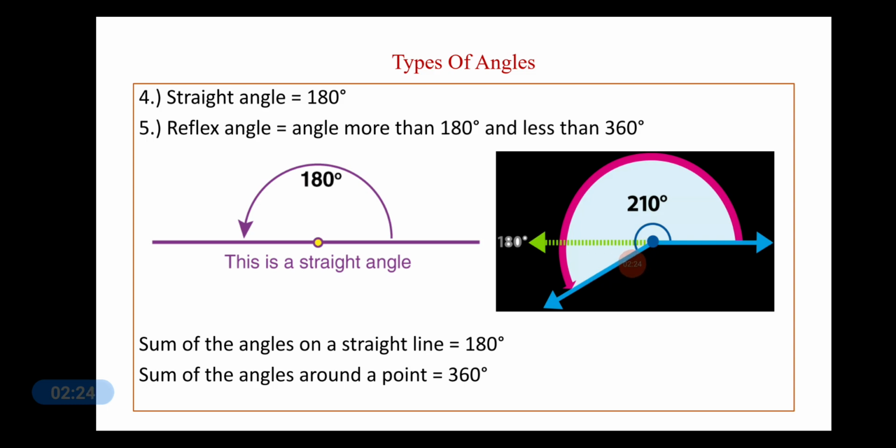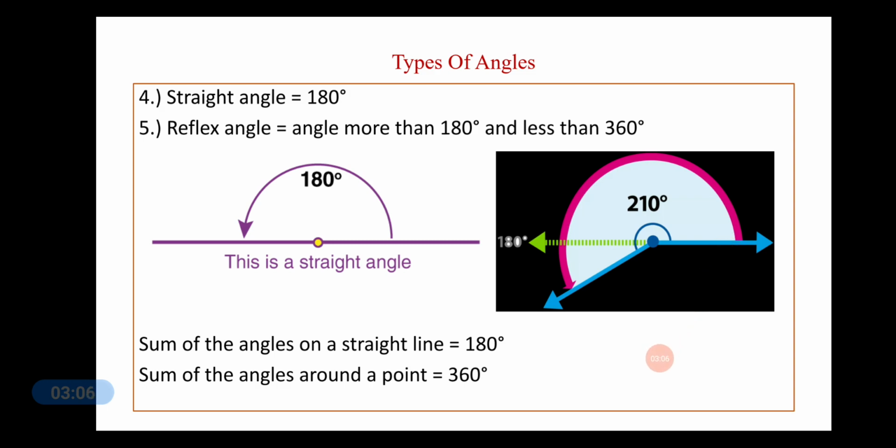But here in this figure, as you can see, the blue line which is drawn over here and the pink part that you see over here, this whole part is 210 degrees. So this 210 degrees is your reflex angle. This reflex angle is more than 180 degrees. As you can see, this green line and this blue line together make a straight angle, which is 180 degrees. Now this angle of 210 degrees is more than 180 degrees but less than 360 degrees. So this angle is known as a reflex angle.